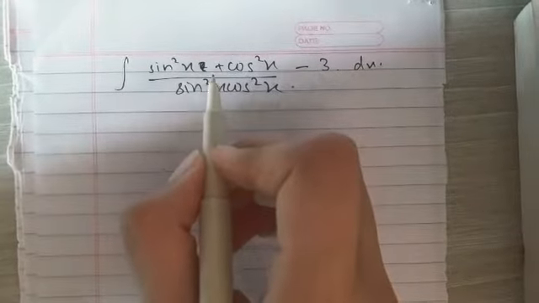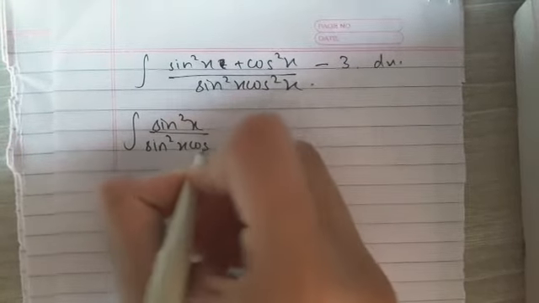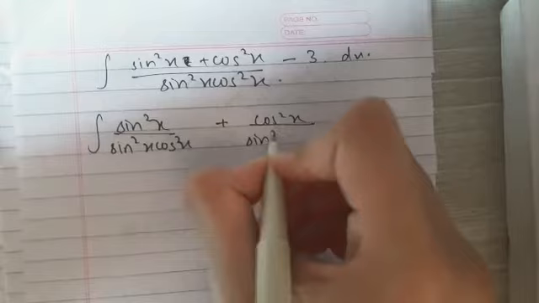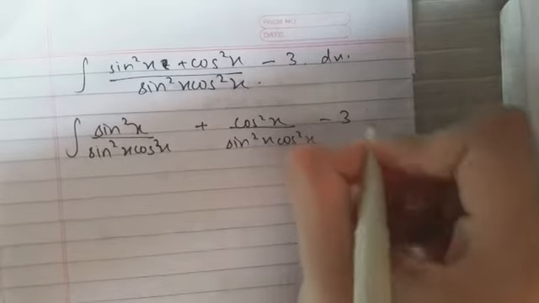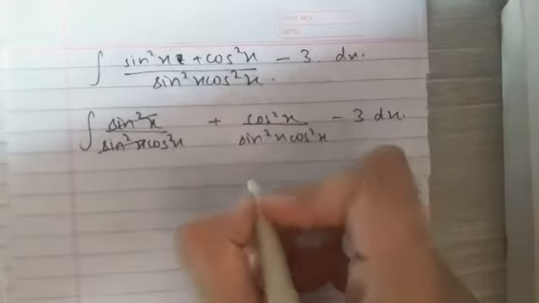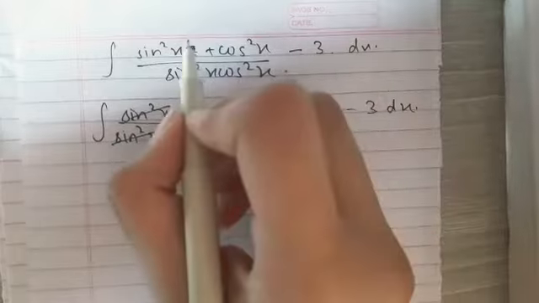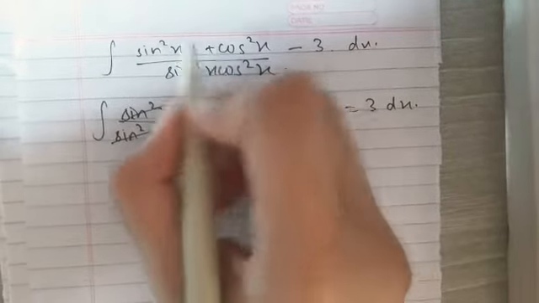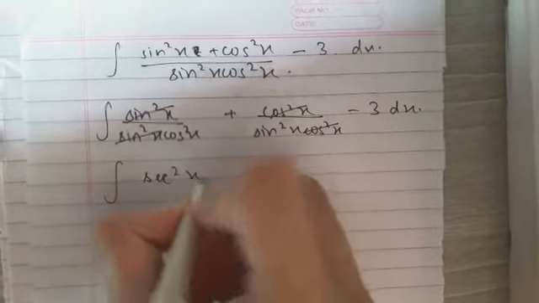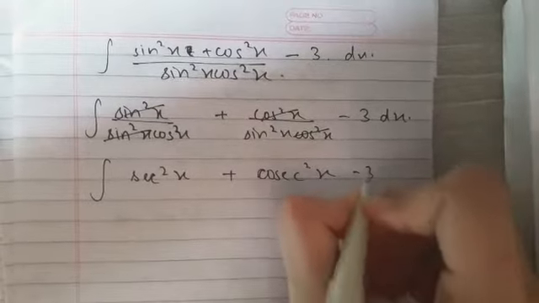Now I'm going to write these two as two separate terms: sin square x by sin square x cos square x, plus cos square x upon sin square x cos square x. Because I've written these as different fractions, I can cut the sin square x in this fraction and the cos square x in that fraction. Here I couldn't directly cut it because there was a plus sign in between and this was just one fraction. So now this is 1 by cos square x, which I can write as sec square x, and this is 1 by sin square x, which I can write as cosec square x, minus 3.